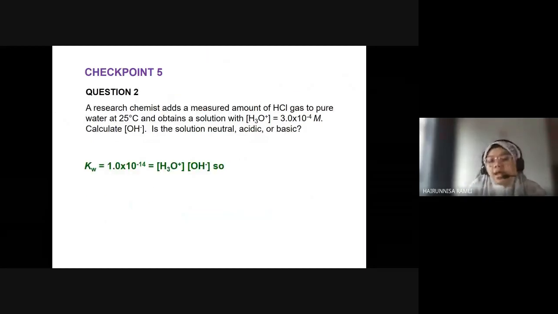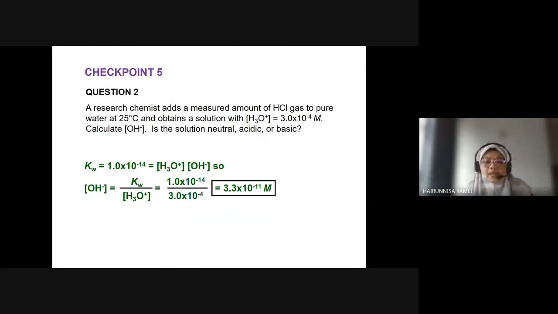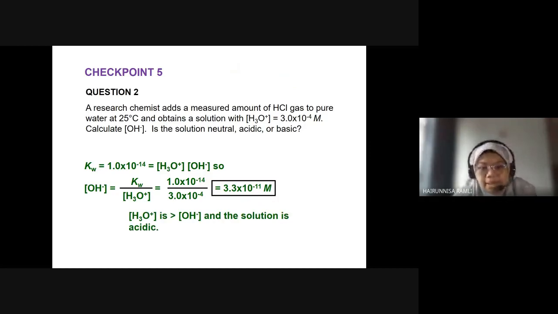Okay, how about this one? Suddenly the answer comes out. It's okay, we check, we discuss. A research chemist adds a measured amount of HCl gas to pure water at 25 and obtains a solution with H3O+ given. Calculate OH-. Is the solution neutral, acidic or basic?